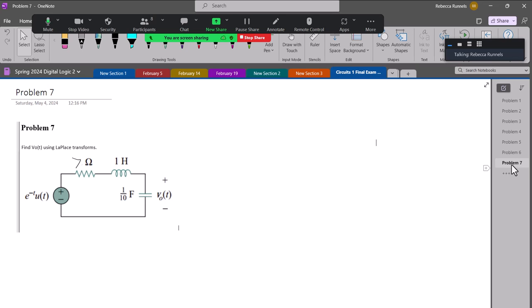I realized after I wrote that it's not that hard to find V naught of t using Laplace transform, so I'm instead going to find IC of t, but it doesn't matter. Whatever I find, there's only one I, so it could be the current through any of them. It would be the same. So the first thing I do is redraw it in the S domain.